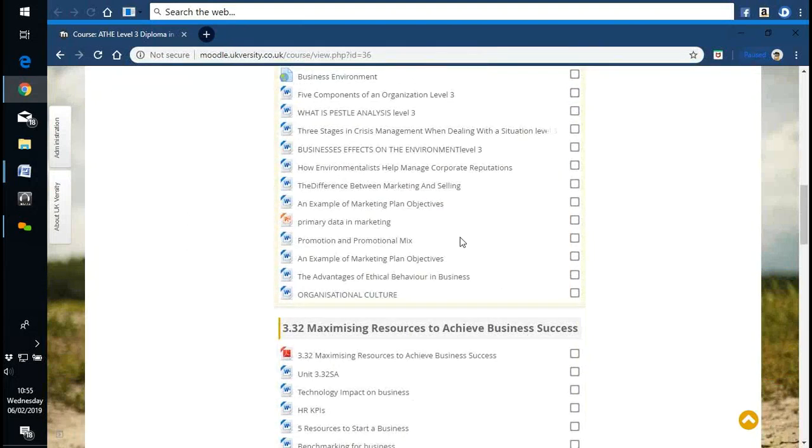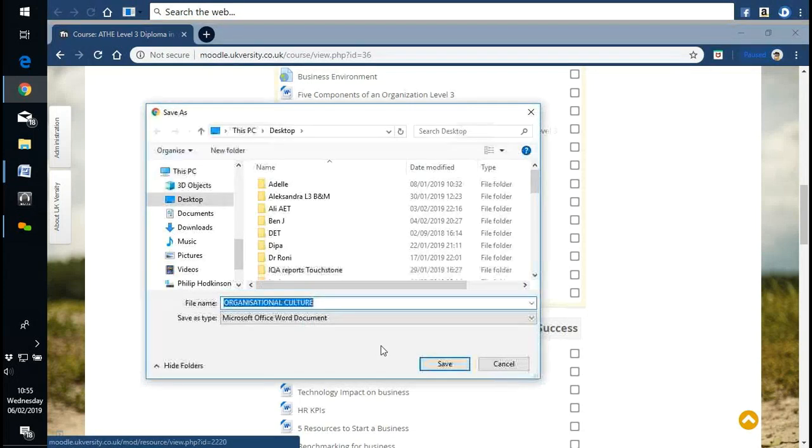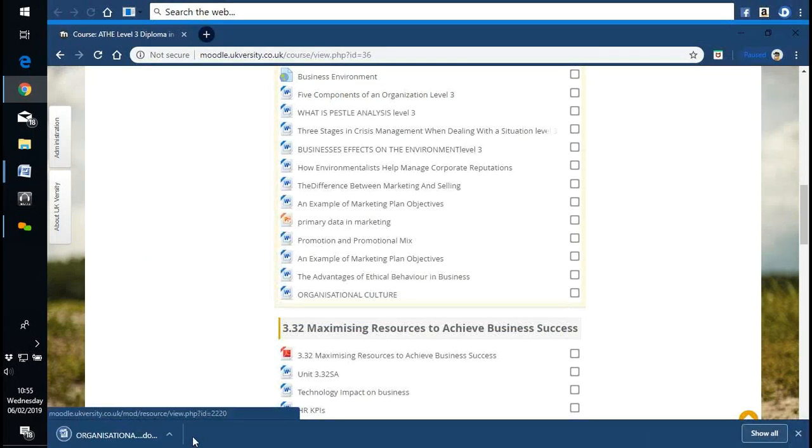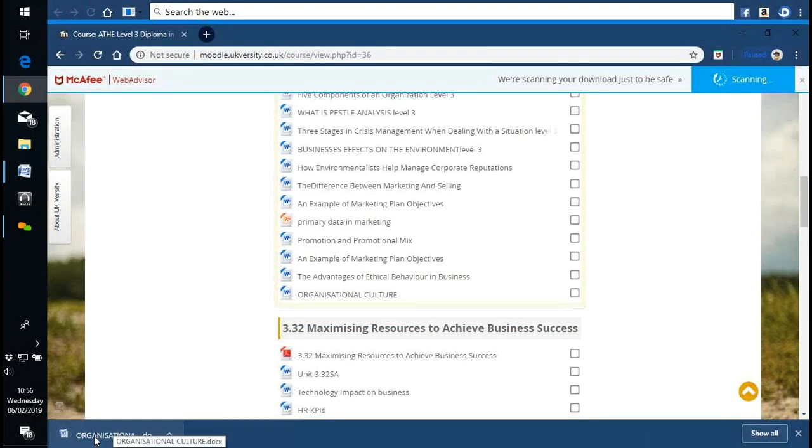On the Level 3 course, I'm going to look at the advantage of ethical behaviour in business as well. So you can use the two: what can go wrong, and the advantage of what you do about it. And there's one on organisational culture, and this culture is mainly due to the way the management operate.